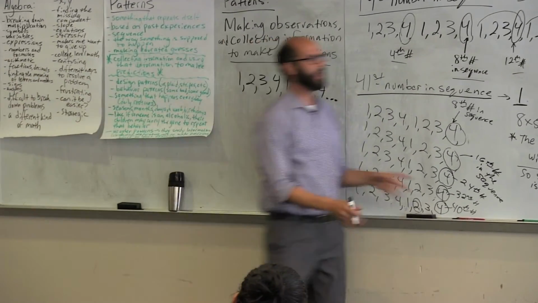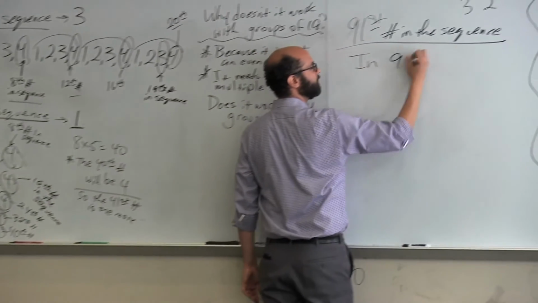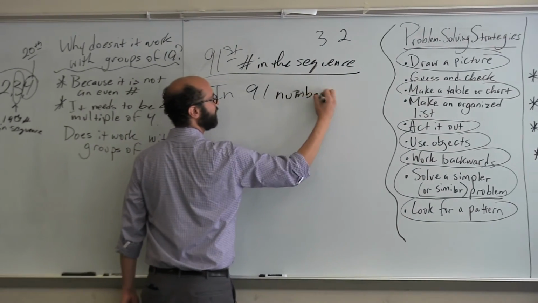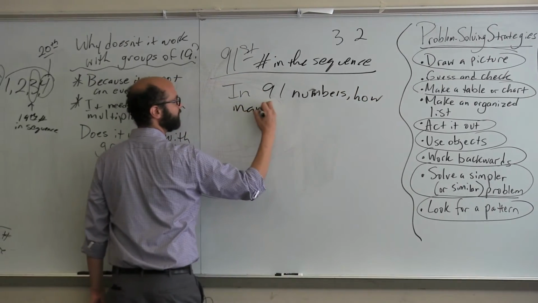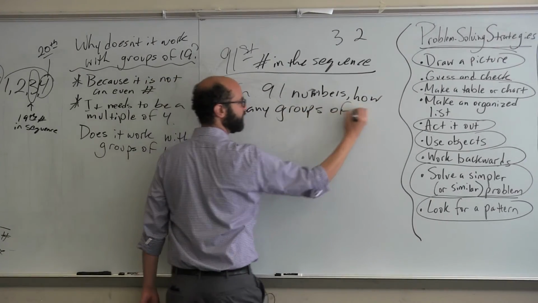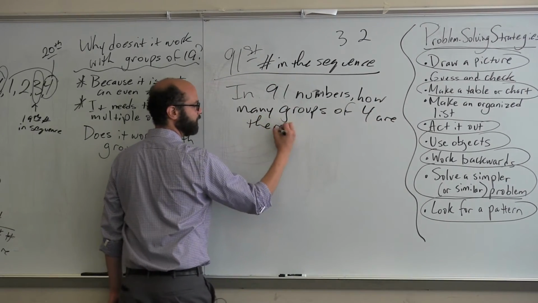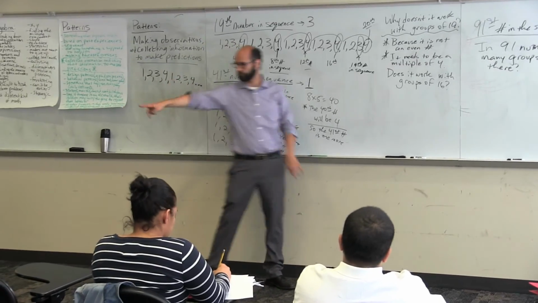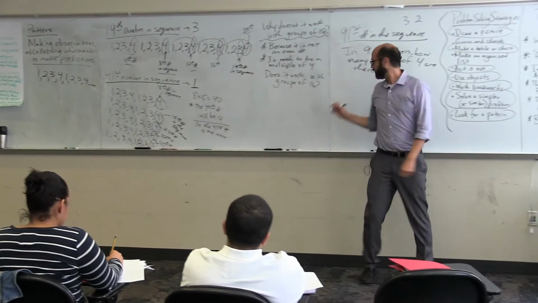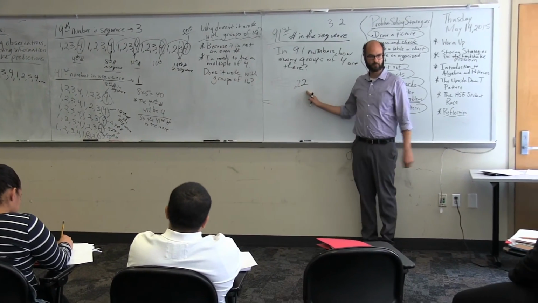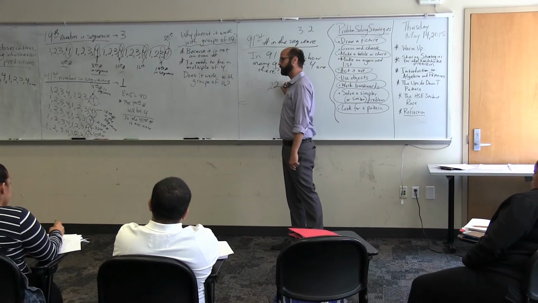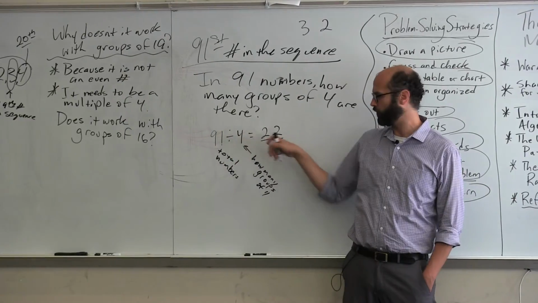So he said in 91, how many groups of 4 are there? Every 4th is going to be a 4. So how many groups of 4 is that? What's 91 divided by 4? 22 groups. So 91 is 22 groups of 4. So what does that 22 mean? 22 isn't the answer. When you divide 91 by 4, you don't get just 22. What do you get? 22 remainder 3.